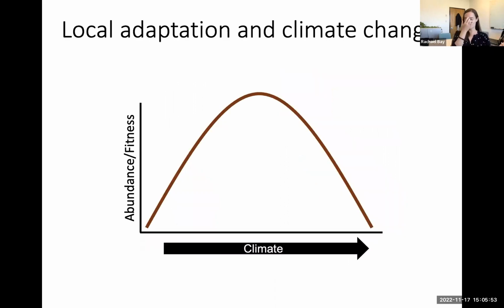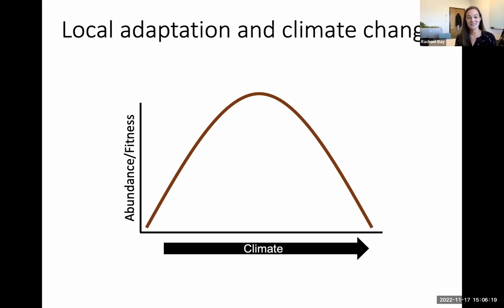So we have a toy example here, where you have a species that inhabits a broad environmental gradient. You can imagine maybe on the x-axis temperature, but there is an optimum. So in this case, this species is most fit at intermediate temperatures. So that might be where you have the highest abundance, or if you have experimental tests, where the species has the highest fitness.